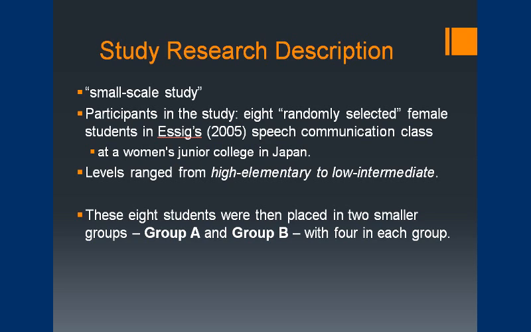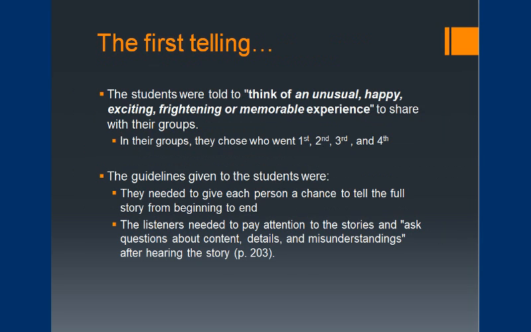And the students were given a task, of course. They were told to tell a story, and the prompt for the story was they were supposed to think of an unusual, happy, exciting, frightening, or memorable experience to share with their groups. So just tell a story about some experience that they had. So the guidelines for the groups, in these groups of 4, they chose who went first, who went second, who went third, and who went fourth.